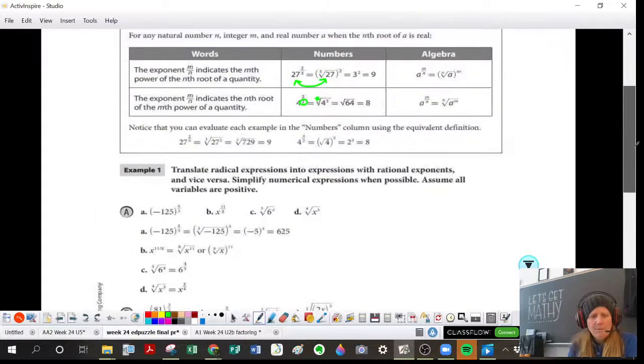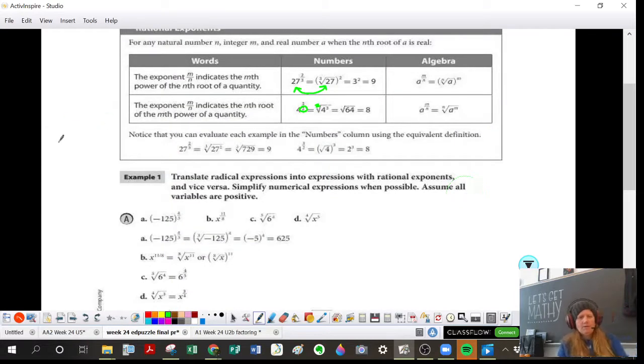So coming up to example 1 here, we see some problems worked out. Now notice that we do have a negative radicand in a sense, negative base, and that works, okay? We can take the odd roots of negative numbers. So notice we do have a cube root of that. So the cube root of negative 125 to the 4th power. Why do you think we can take the cube root of negative 125, but not the square root?